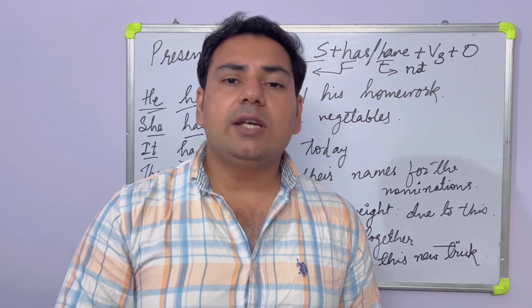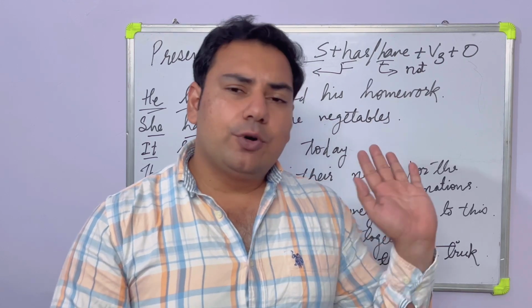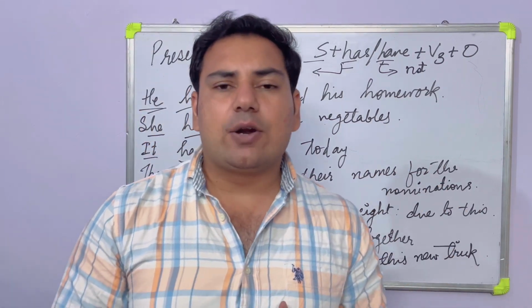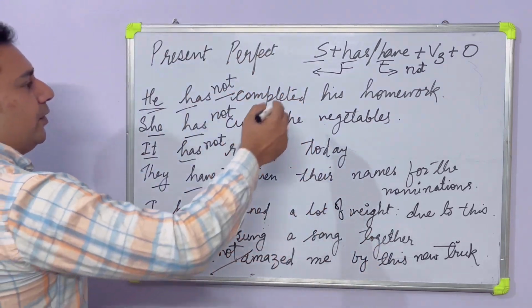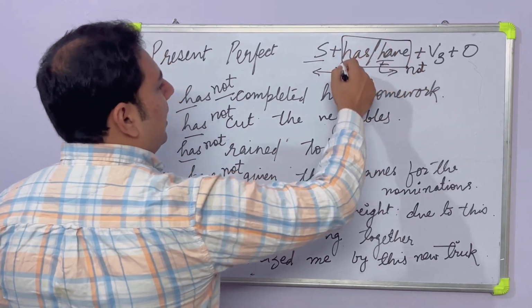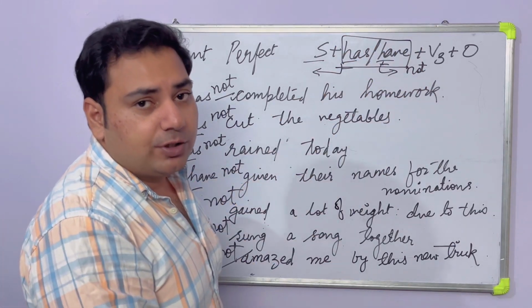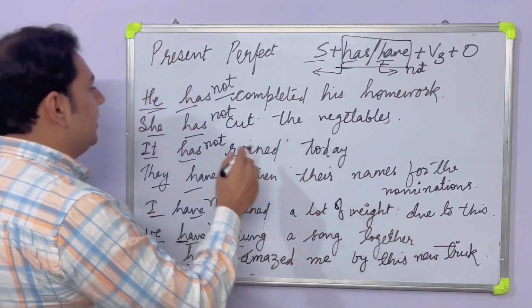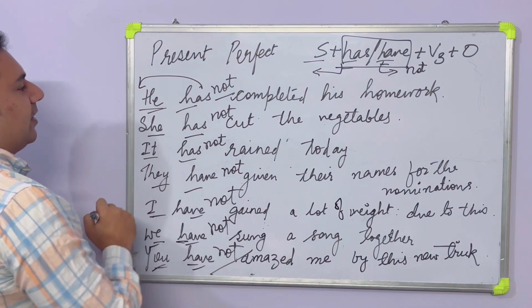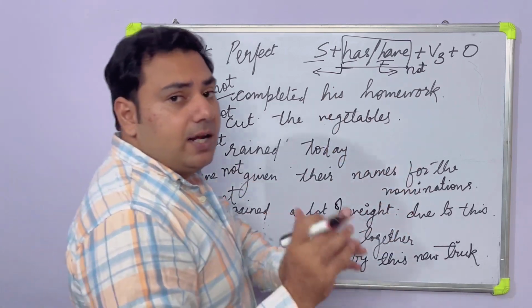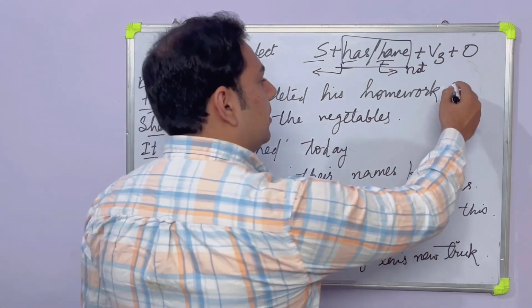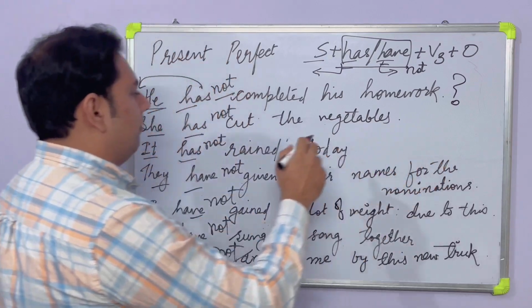Now we will move to the interrogative one. Now I'm going to use the same sentences for the interrogative form, and they are very easy. Just keep in mind that you have to use has and have in the first position. Okay, in the first position means this has will come in the front. Has he completed his homework? Okay, has he completed his homework, with a question mark.